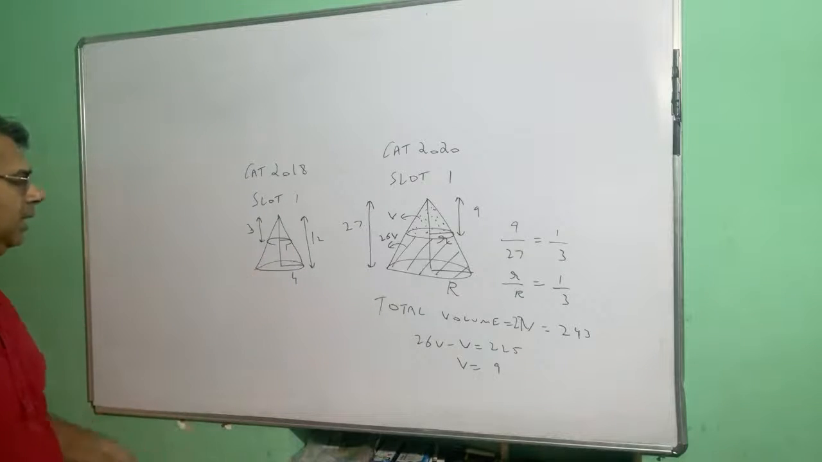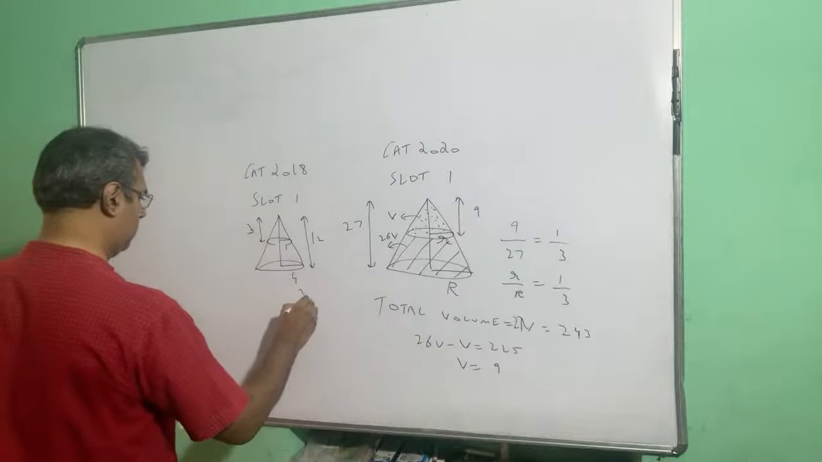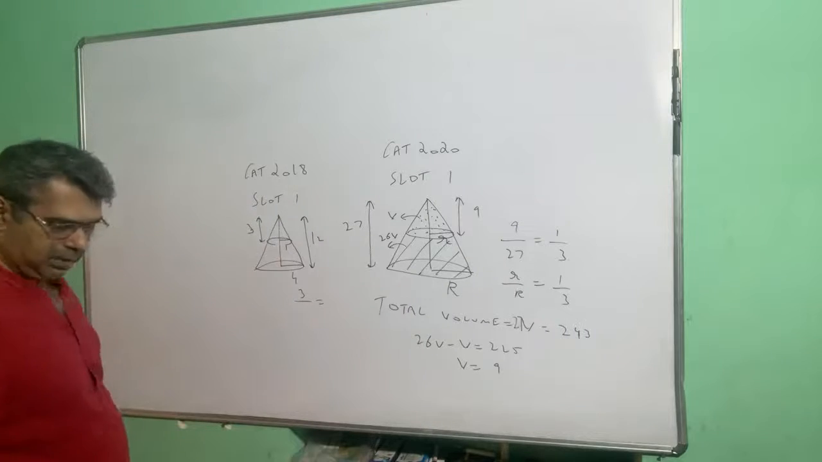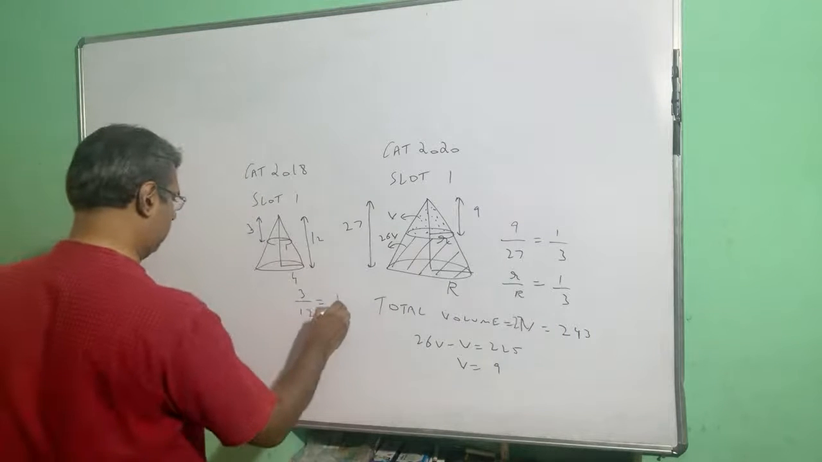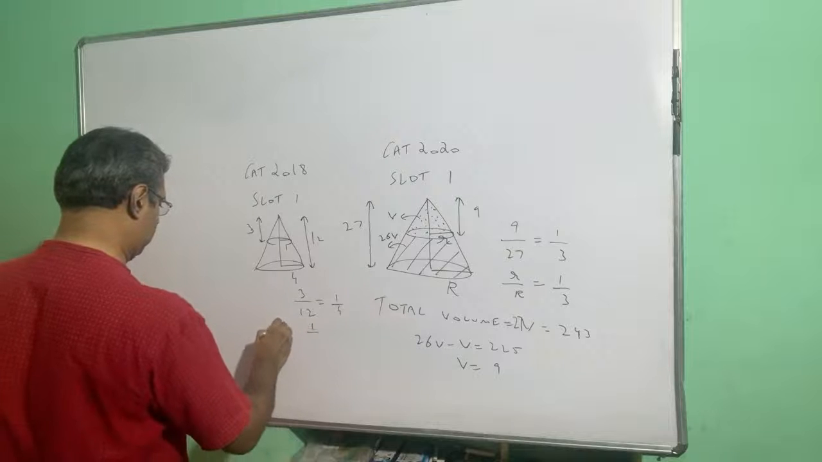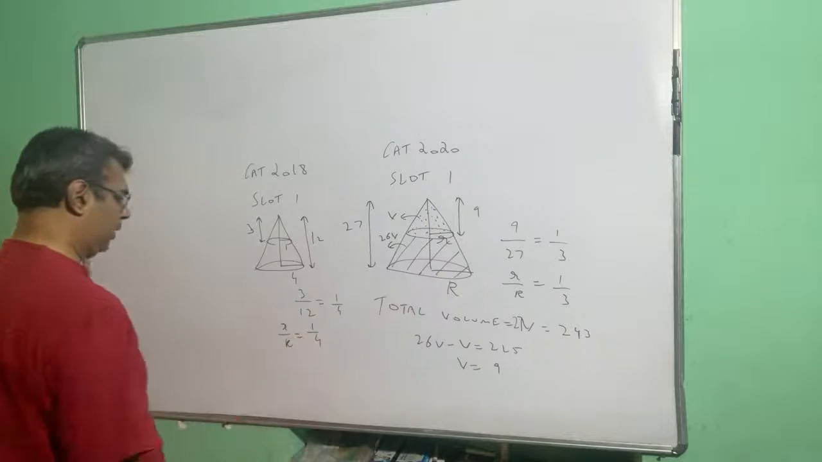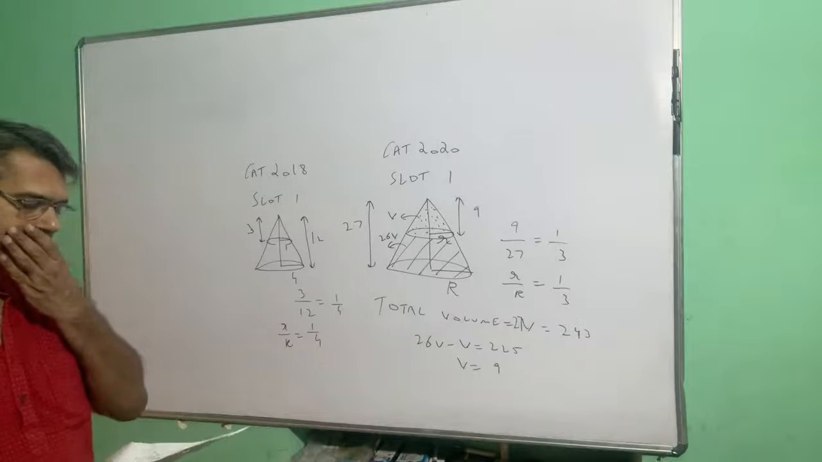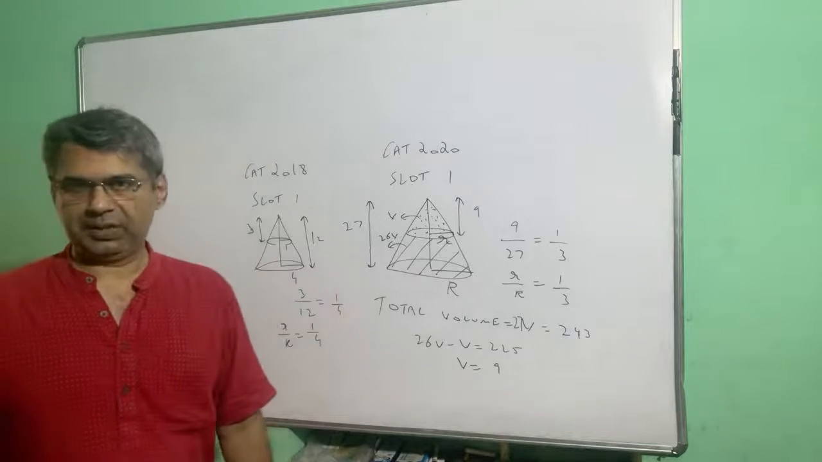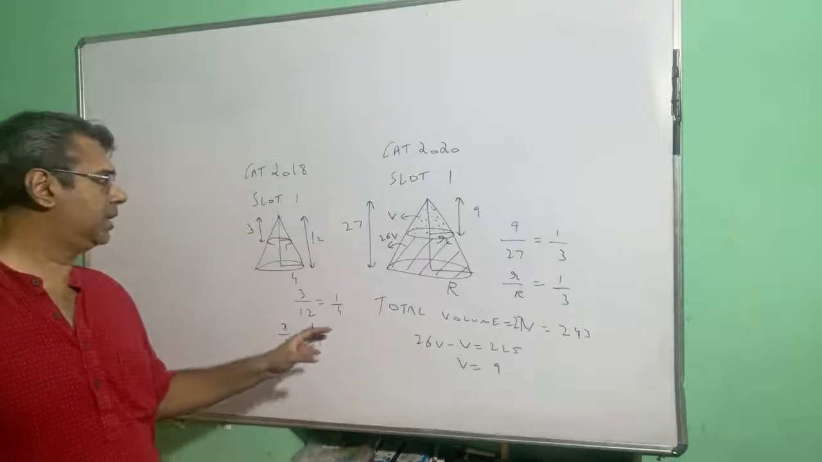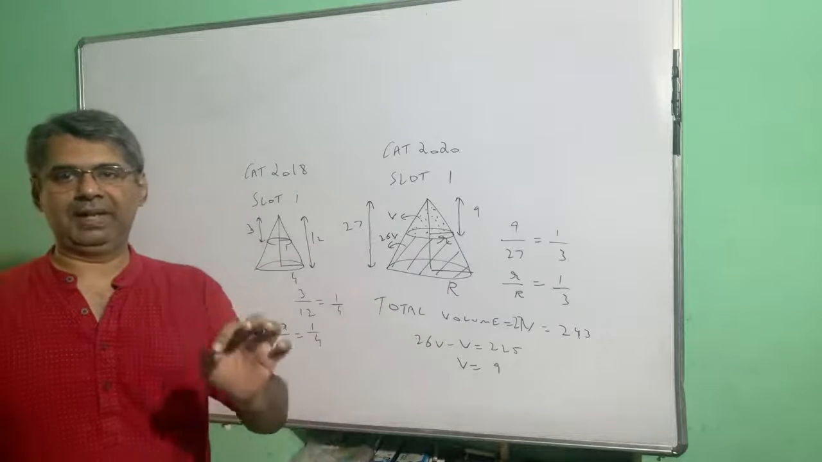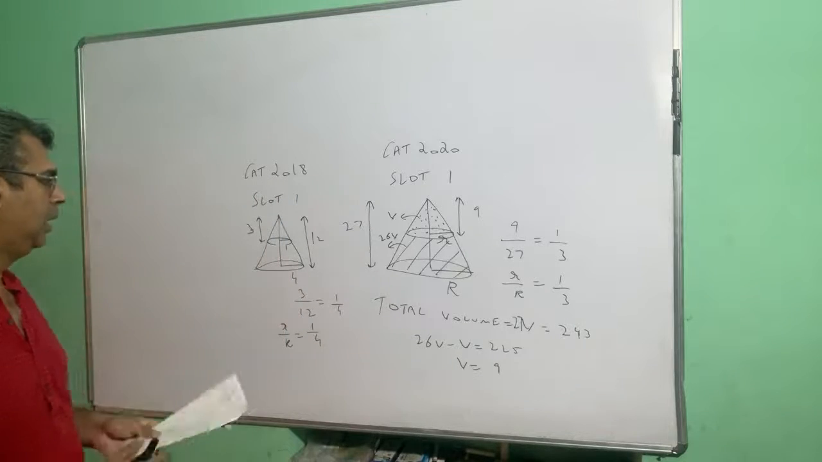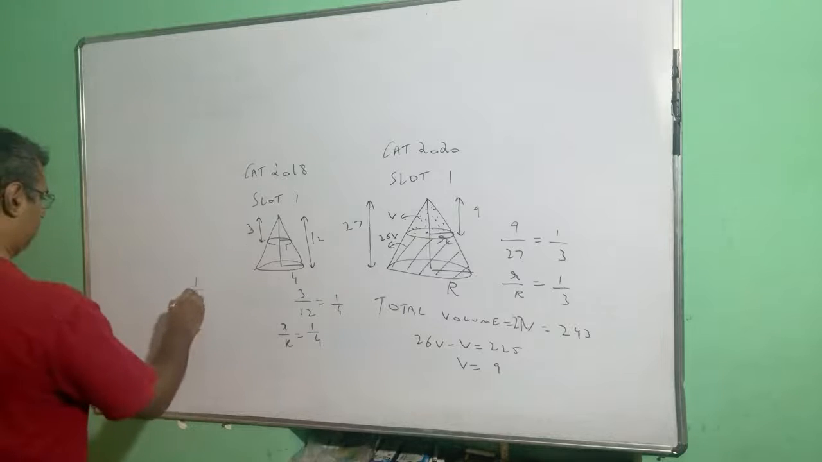Here you can see that the height ratio is 1/4, and smaller by bigger is also 1/4, right? Now the question was to find the volume of the frustum. This question came in CAT 2018 slot 1. So how do we find the volume of the frustum?